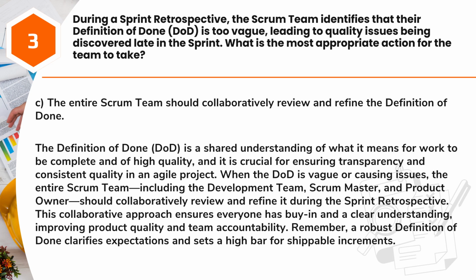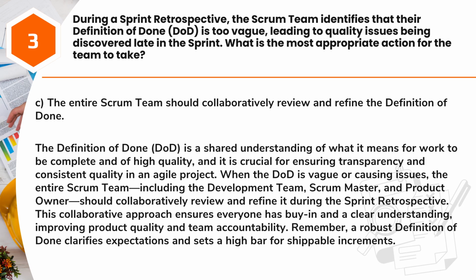Answer: C. The entire Scrum team should collaboratively review and refine the definition of done. The definition of done, DoD, is a shared understanding of what it means for work to be complete and of high quality, and it is crucial for ensuring transparency and consistent quality in an Agile project.